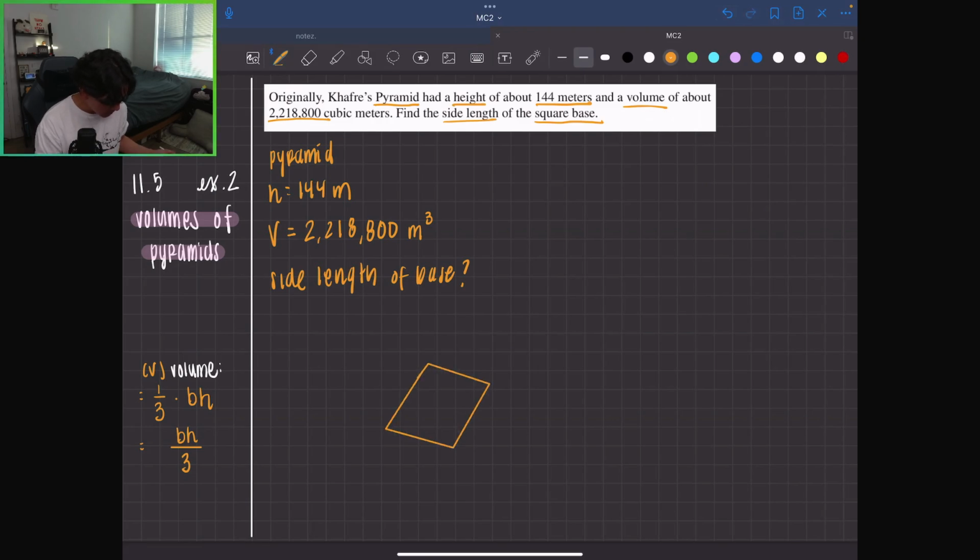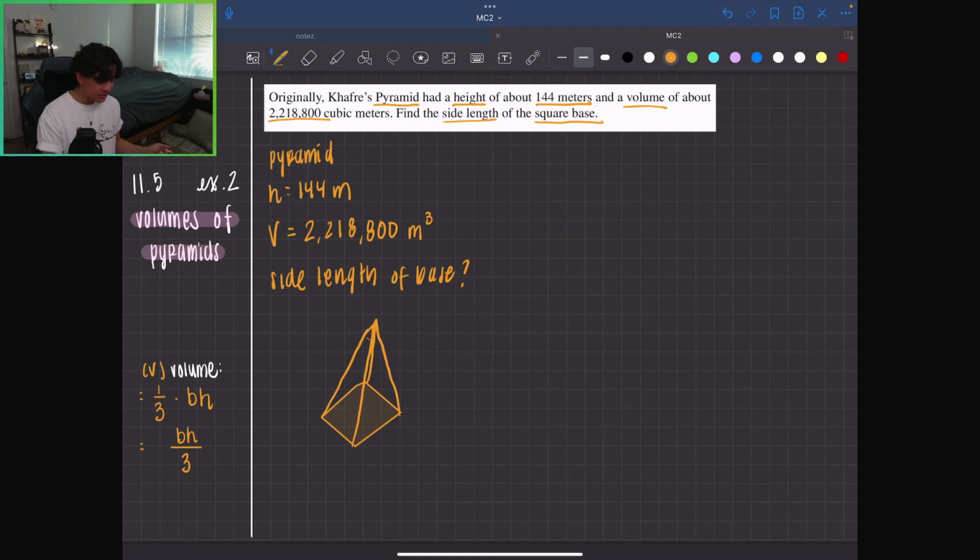So let me make that. So what are we looking at? We have a pyramid, and it has to look maybe something like this. Ew, I hate my pyramid. Let me make a better one. Let's see. Square base. Cool. And then it all goes up to the top. Yeah, that's better. And maybe you can draw a better one than me.